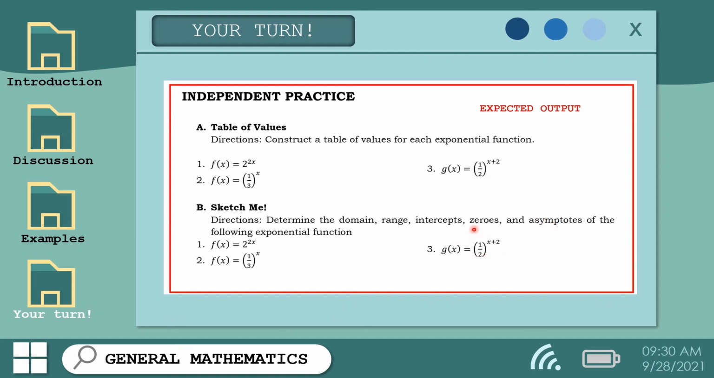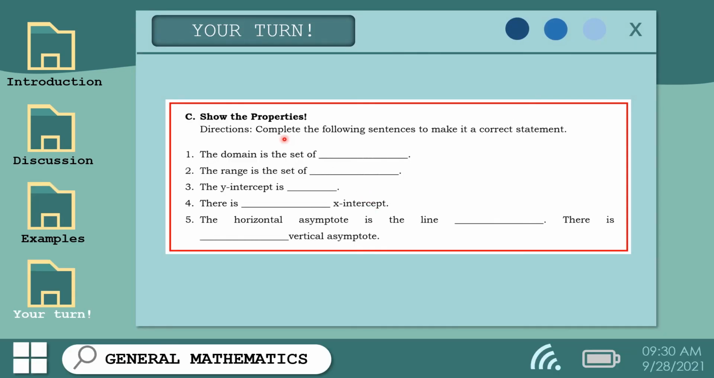I forgot to mention something about zeros. Since we have no x-intercept, that means we also have no zeros. So, we have no x-intercept, no zeros, and no vertical asymptote. And then, complete the following sentences to make it a correct statement. What we are describing here is our basic exponential function, the one without any transformation. So, this is just fill in the blanks. That's all.